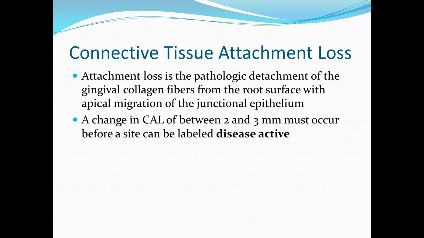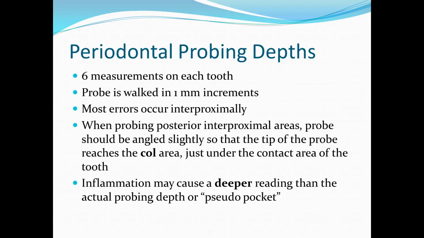Connective tissue attachment loss. The attachment loss is the pathological detachment of the gingival collagen fibers from the root surface with the apical migration of the junctional epithelium. Standard definition. So a change in the CAL between 2 to 3 millimeters needs to occur before the site is labeled disease active. Said that a couple times here.